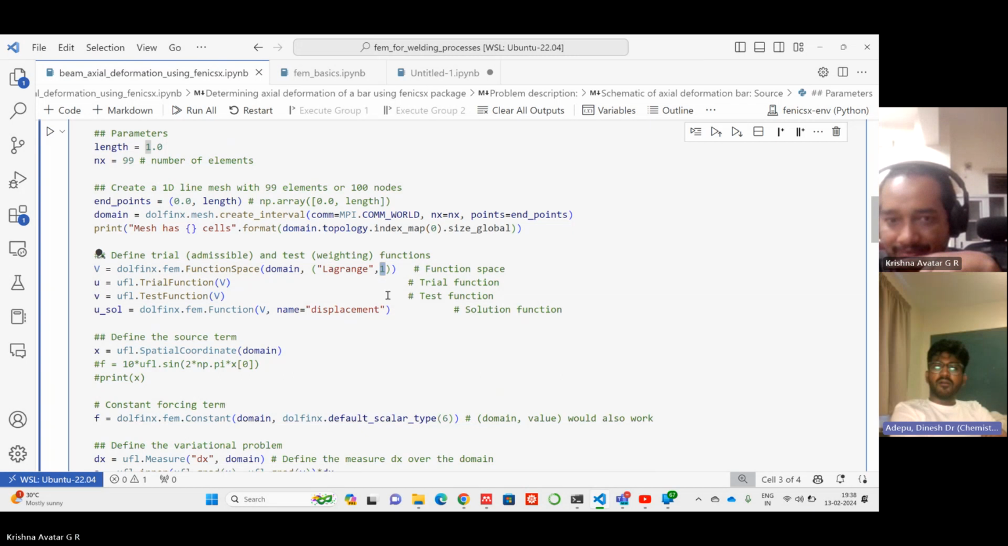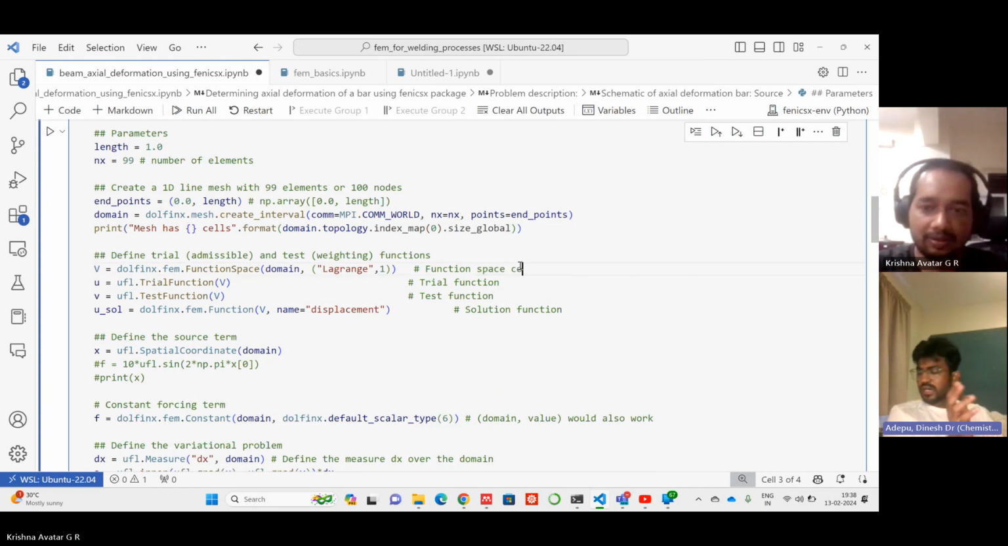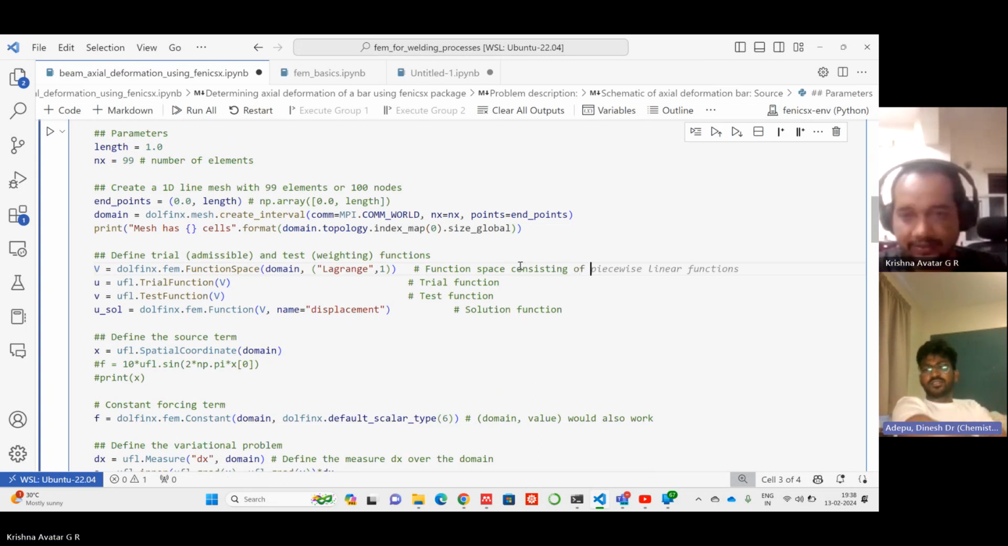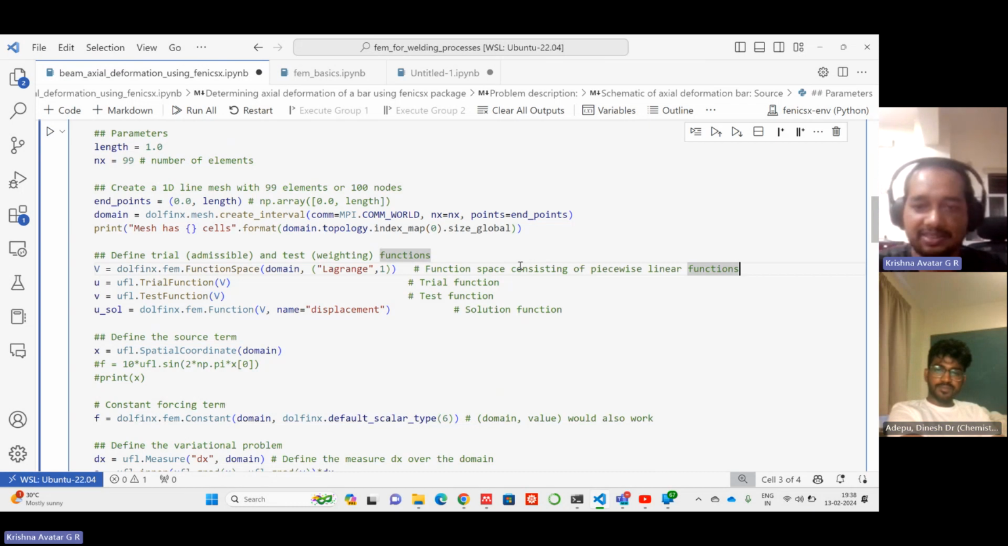I want to add a to-do, but we'll do it later. We want to see what other types of basis functions you can have, like Lagrange, Euler. So I'll just call it a function space consisting of piecewise linear functions. I think that is best.